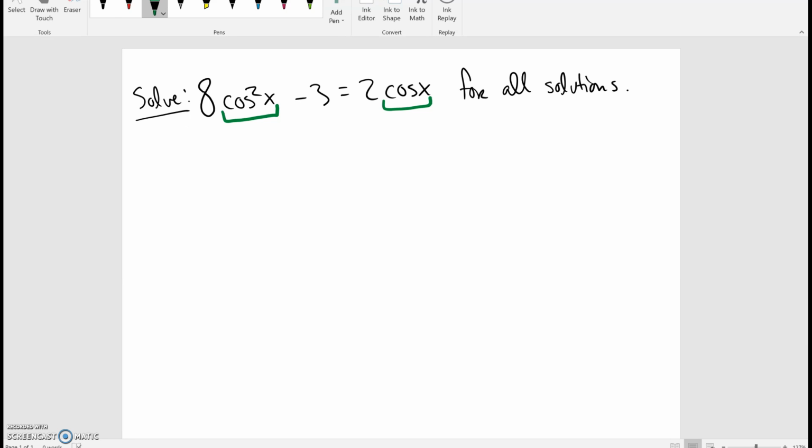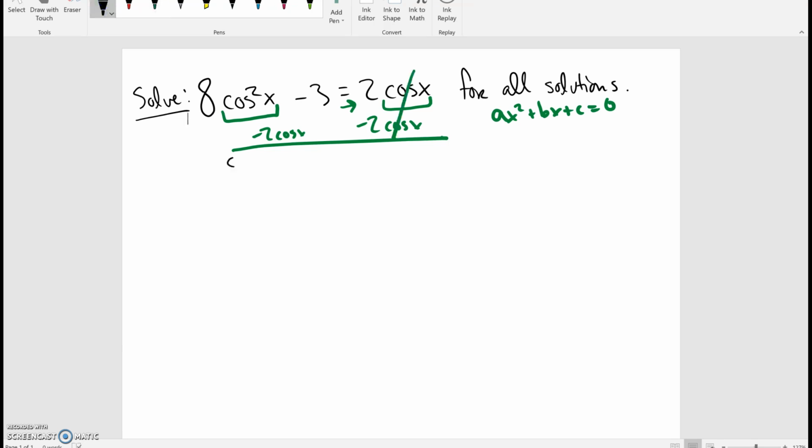And in order for me to solve a quadratic equation, remember that this always has to be set equal to 0. So right now it's not equal to 0. Right now it's equal to this number. So I'm going to have to move this over. So I'm going to subtract 2 cosine of x from both sides, and get rid of that. And I'm going to have now 8 cosine squared x minus 2 cosine x minus 3 equals 0.